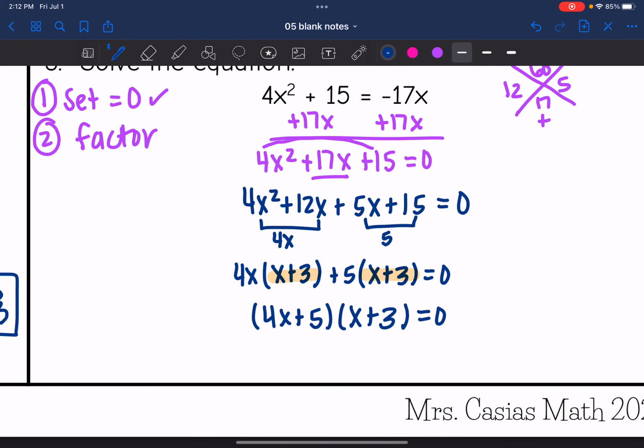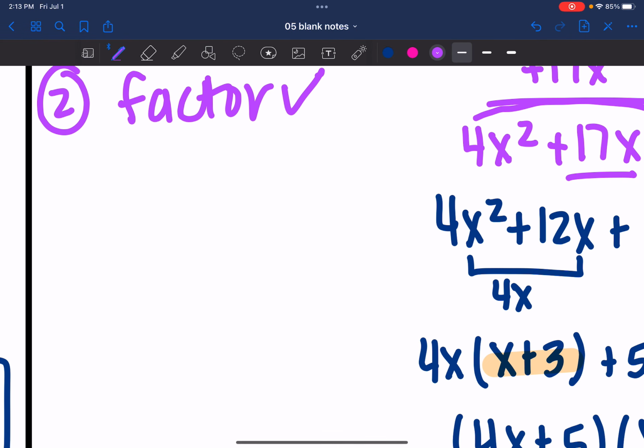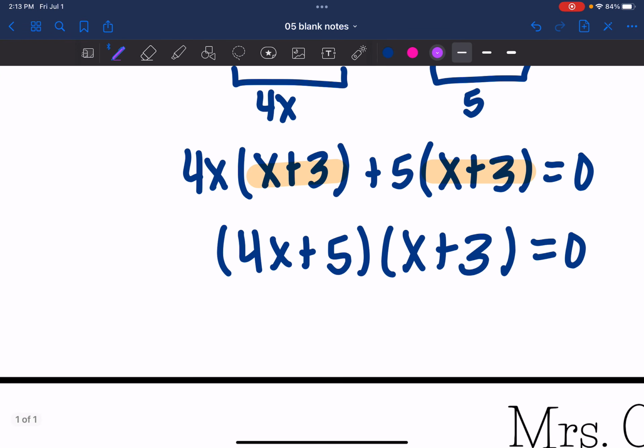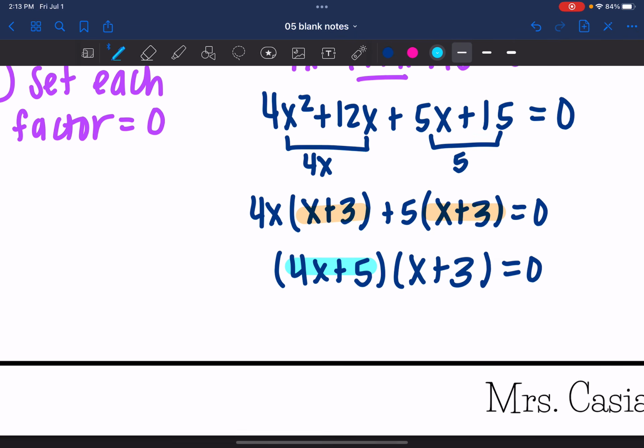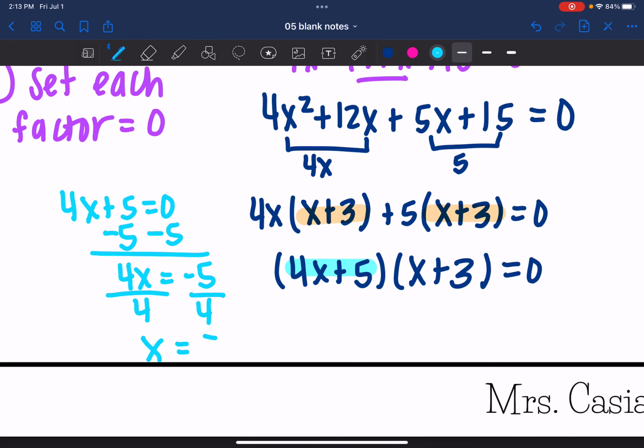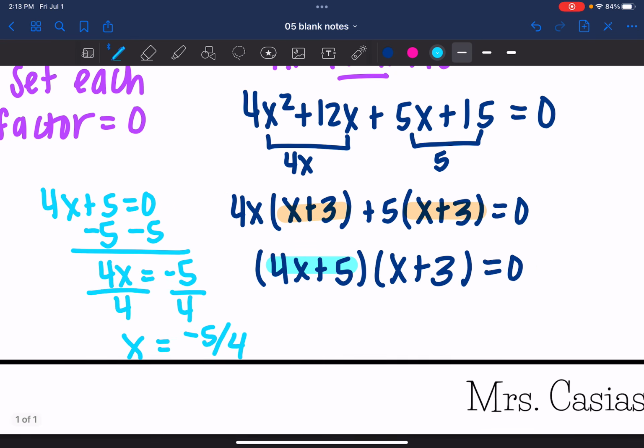Okay, so let's look at our steps. I set it equal to 0, and then I just factored it. And then my last step is to set each factor equal to 0. So let's start with 4x plus 5. I need to set that equal to 0. I'm running out of space, so I'm going to do it over here. 4x plus 5 equals 0. We would subtract 5 and get 4x equals negative 5, and then divide by 4. So x is negative 5/4 for the first solution.